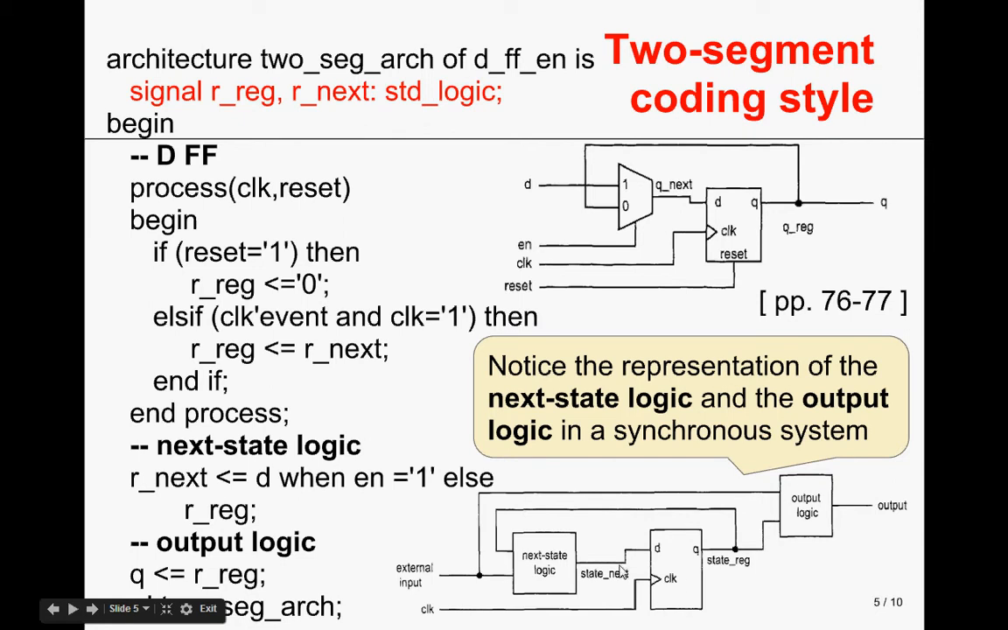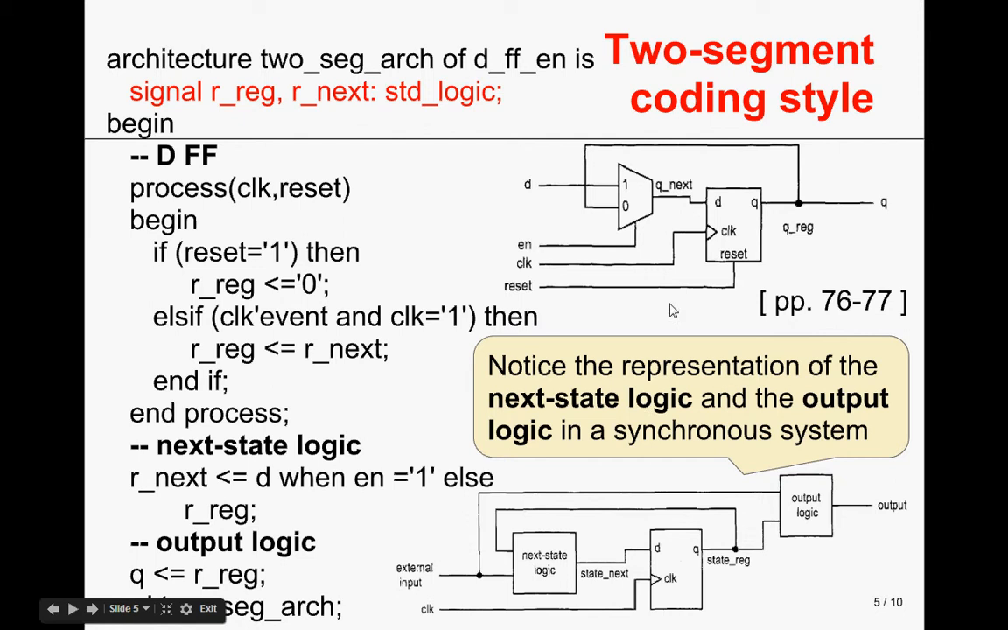And so when we build a VHDL representation for a synchronous system, we'll always have these three blocks: the state register, the next state logic, and the output logic.